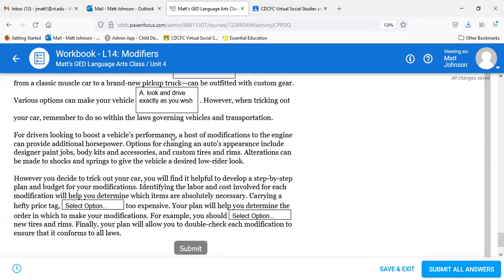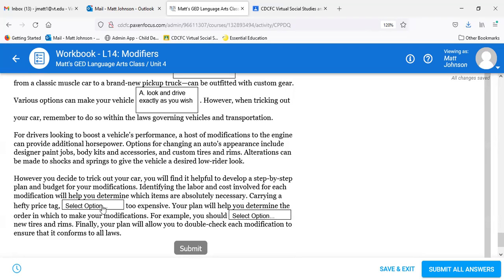However, when tricking out your car, remember to do so within the laws governing vehicles and transportation. For drivers looking to boost a vehicle's performance, a host of modifications to the engine can provide additional horsepower. Options for changing an auto's appearance include paint jobs, body kits, accessories, and custom tires and rims. Alterations can be made to shocks and springs to give the vehicle the desired lowrider look. However you decide to trick out your car, you will find it helpful to develop a step-by-step plan and budget for your modifications. Identifying the labor and cost involved for each modification will help you determine which items are absolutely necessary.